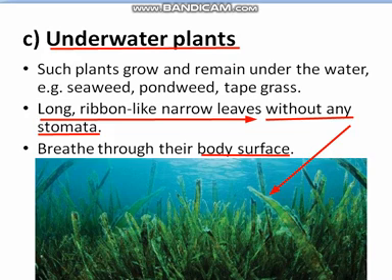So this was all about the three categories of aquatic plants. We studied about the aquatic plants and their different categories and their adaptations. First of all, we discussed what aquatic plants are. After that, what are the three categories? That's floating plants, fixed aquatic plants, and the underwater plants. And we studied them one by one. So this was all about the aquatic plants and their adaptations. This is it for now.